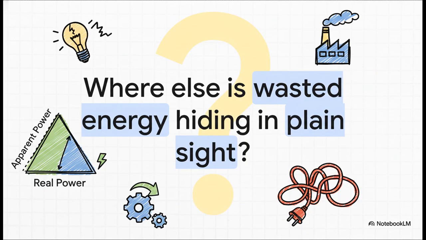So the next time you plug something in, just remember that hidden dance happening inside the wires. This whole world of real, reactive, and apparent power. It just goes to show that even in our most fundamental technologies, there can be these huge hidden inefficiencies. It really makes you wonder, doesn't it? Where else is wasted energy hiding in plain sight, just waiting for a smarter solution?